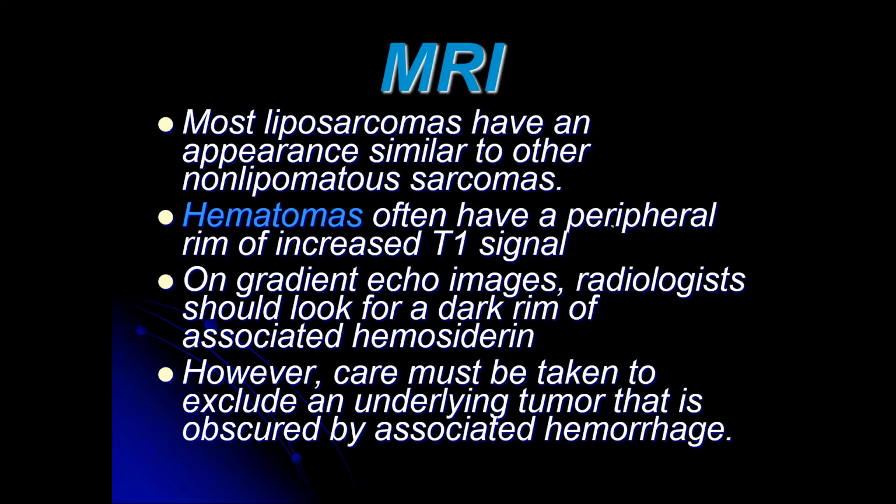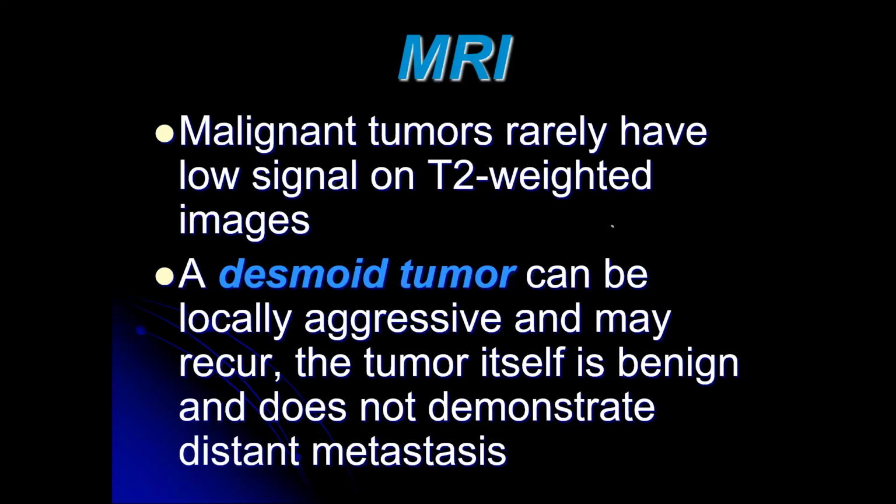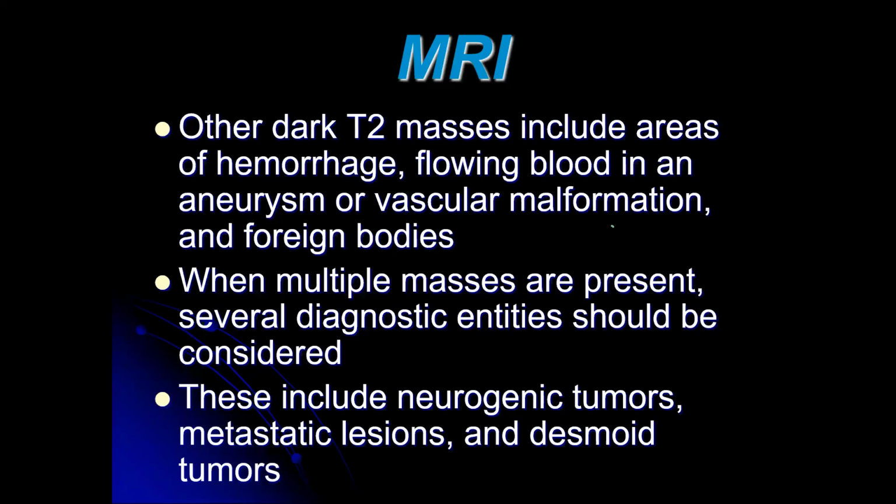Malignant tumors rarely have low signal on T2 weighted images. A desmoid tumor can be locally aggressive and may recur. The tumor itself is benign and does not demonstrate... T2 masses include areas of hemorrhage, malformation, and foreign bodies. Other entities should be considered. These include neurogenic tumors, metastatic lesions, and desmoid tumors.